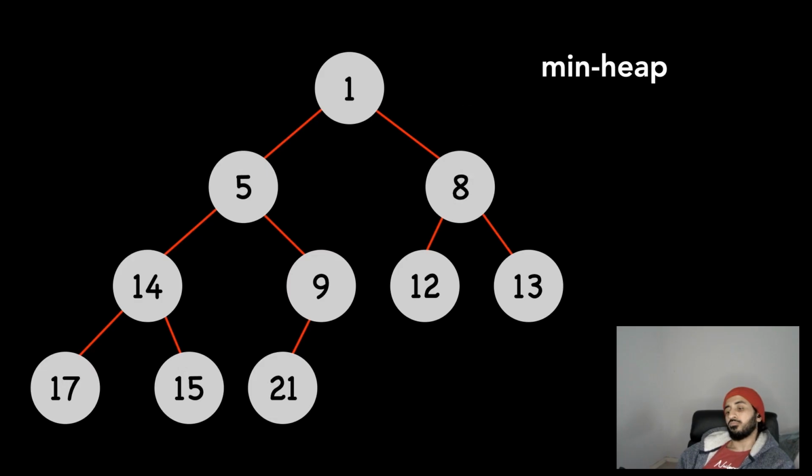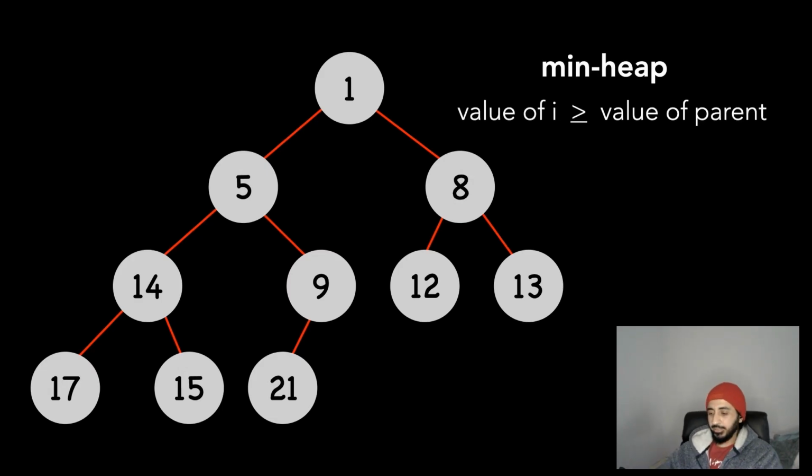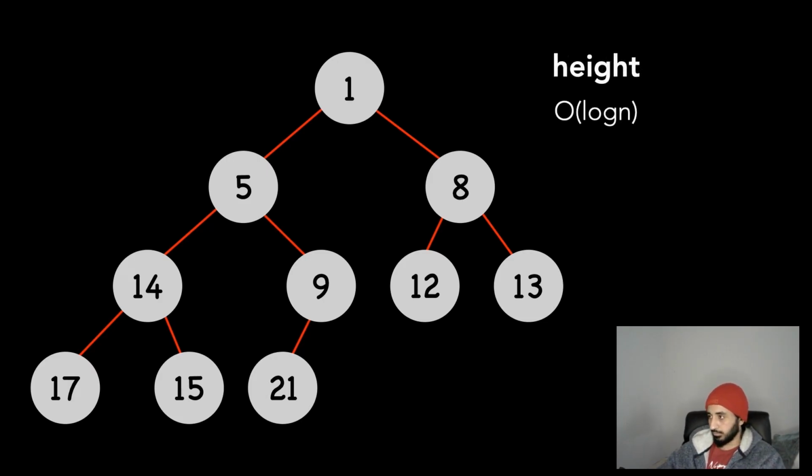Similarly, for the min heap, the value of the node i is greater than or equal to the value of its parent. Min heaps are great for priority queues. Because we said heaps are nearly complete binary trees, we know that the height of a heap is big O of log n, which you'll see in various operations that we'll learn later.